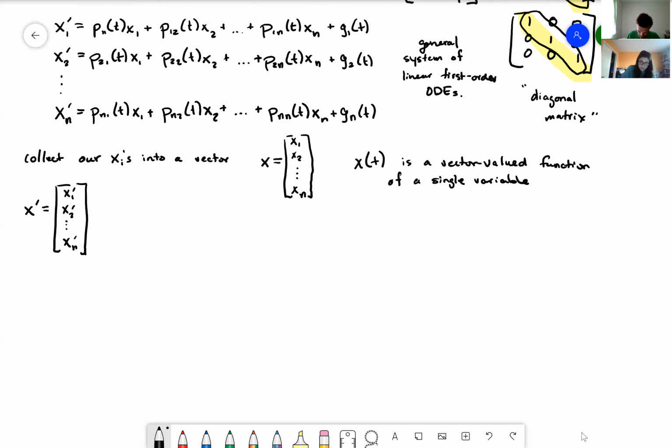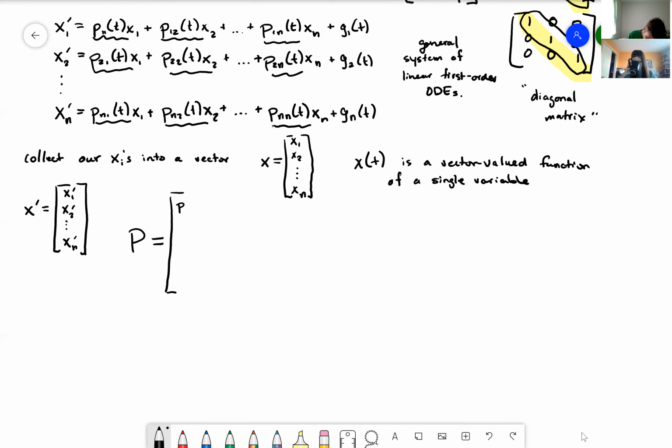And what we see is that if we were to take our coefficients here, we can form a matrix out of those and write this whole system as a matrix vector multiplication. So that matrix we'll call capital P. We typically use capital letters to signify matrices.